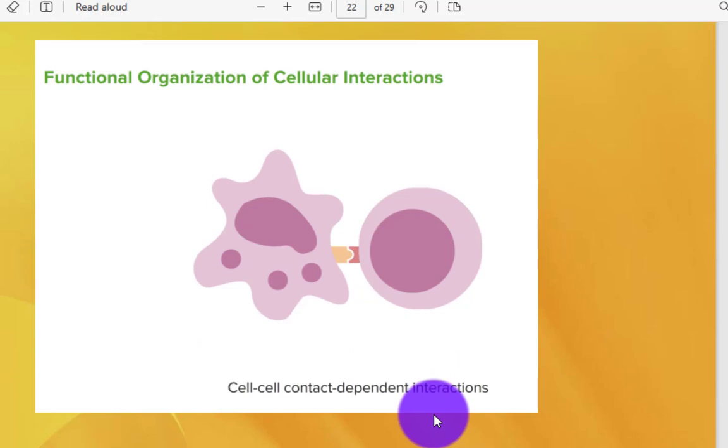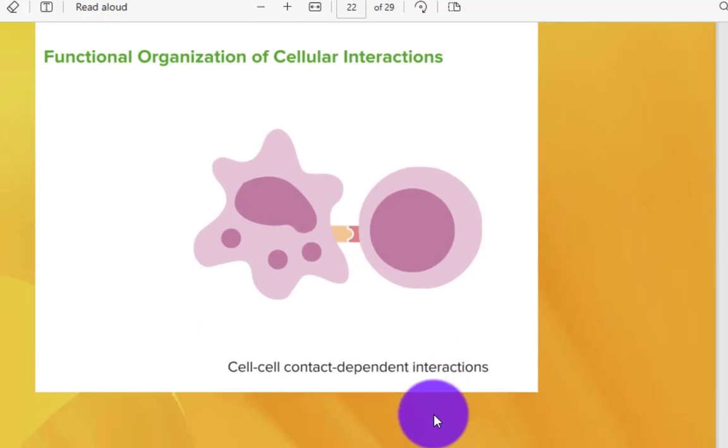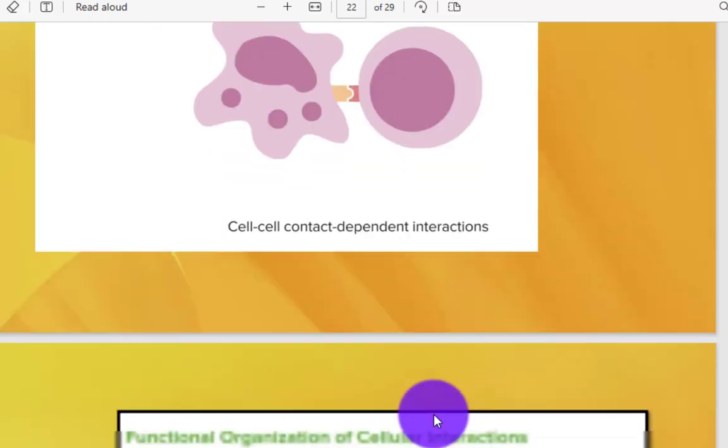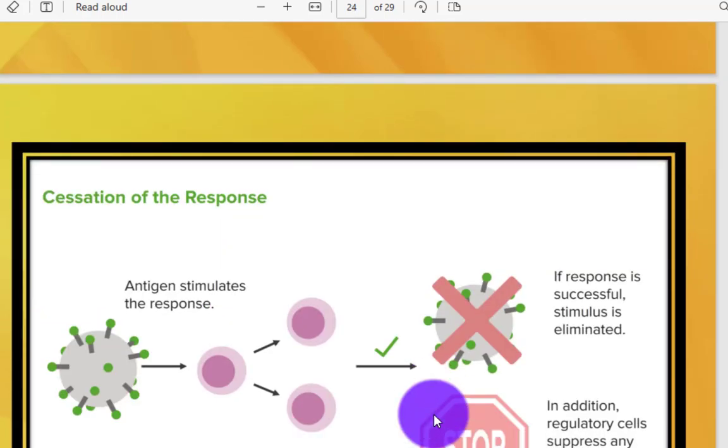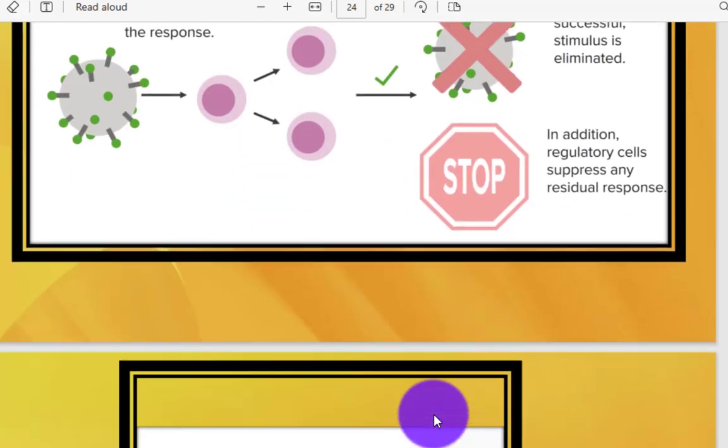Functional organization of the cellular interaction: cell-cell contact-dependent interaction, and interaction via secreted molecules. Cessation of the response: antigen stimulates the response. If the response is successful, the stimulus is eliminated. In addition, regulatory cells suppress any residual response.